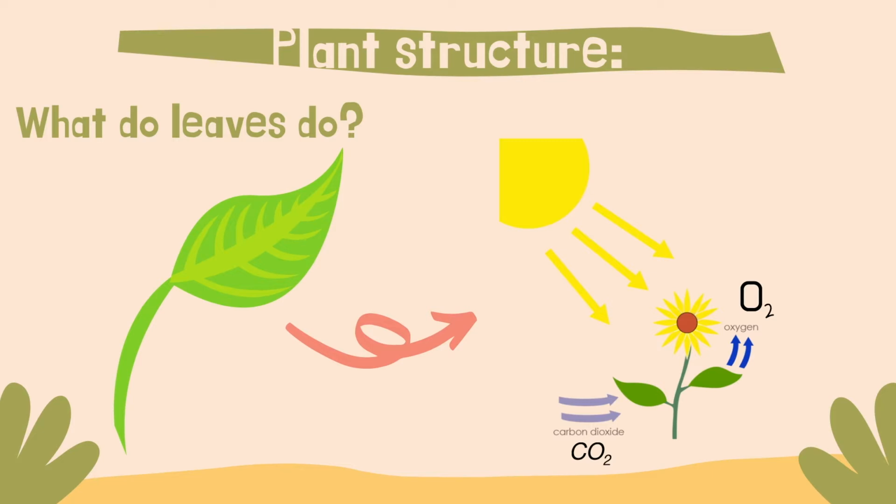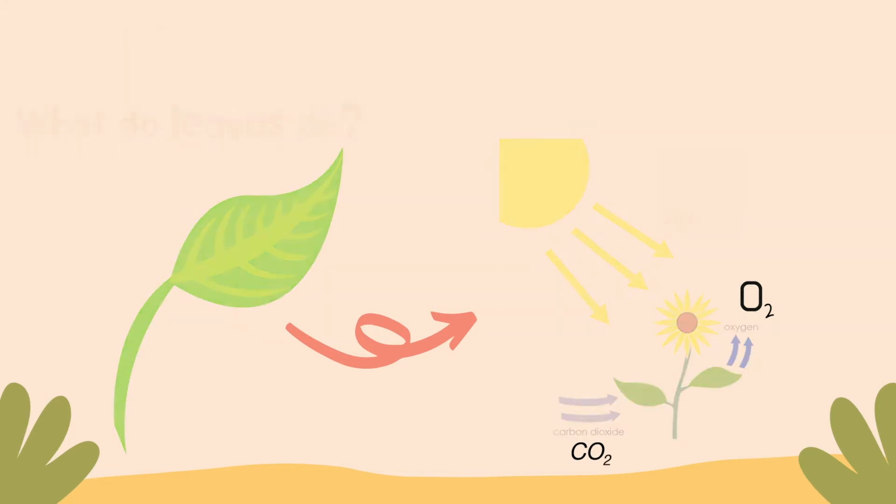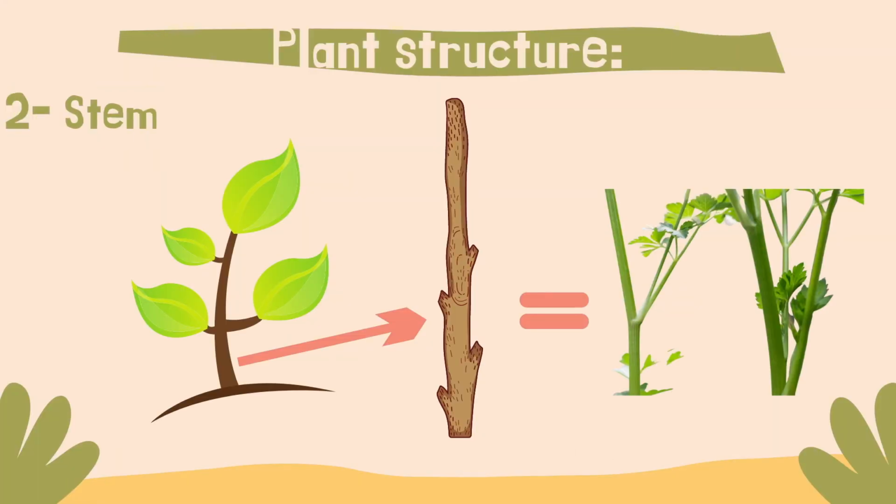Leaves take the energy from the sun and the carbon dioxide from the air and transform it into oxygen. They breathe out oxygen. And guess what? We humans and animals need oxygen to survive. So in a way, plants are helping us, and that's why they are really important.